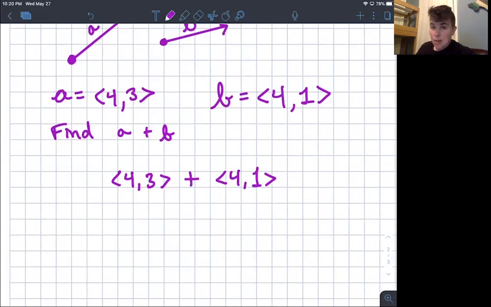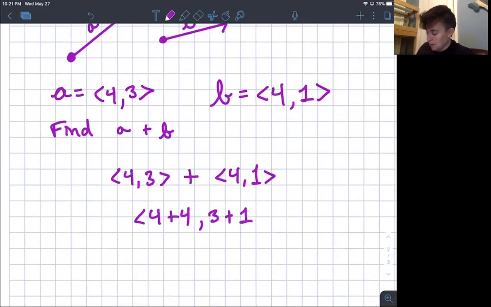And then guess what? You're going to add the horizontal components together. So that's going to turn into 4 plus 4, comma, and then you're going to add the vertical components together. 3 plus 1. So that's 8, comma, 4. Yay. That's it. We have done vector addition.